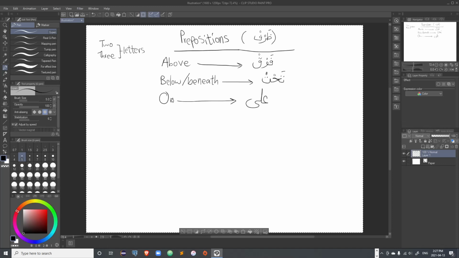Let us see, what else do we have here? So the differences between above and on, if I have a table here, for example, and I have a vase held slightly above the table surface or the tabletop, so there is a space here. This is above. However, if it is sitting on the tabletop, this is on.